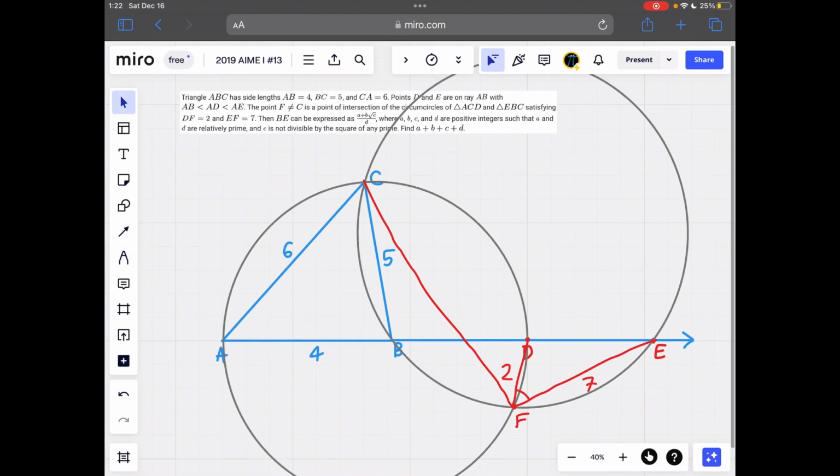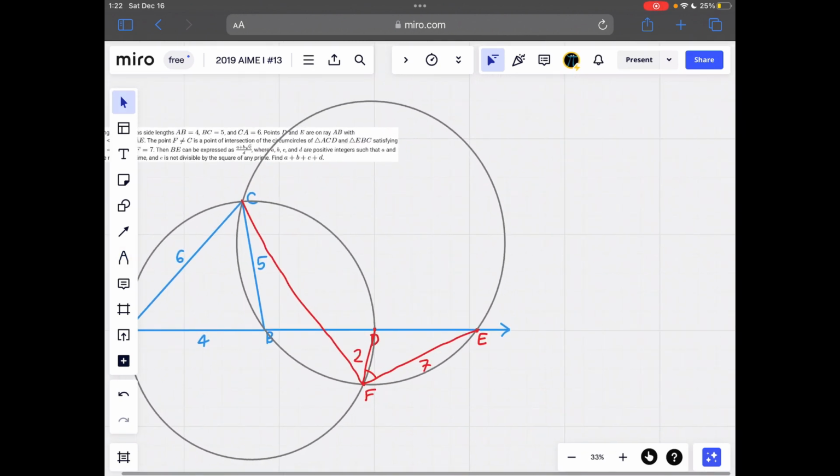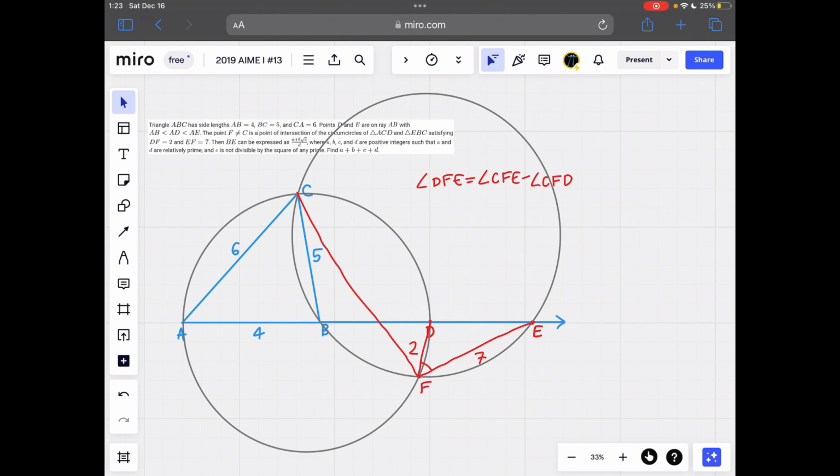Then we can write angle DFE differently here. We can write it as angle DFE equals angle CFE minus angle CFD. And we can find different ways to express these angles using cyclic quadrilaterals. We see that angle CFE is equal to angle CBE because quadrilateral CBFE is cyclic. So we can write angle CBE, and angle CFD is equal to angle CAD because quadrilateral CAFD is cyclic. So we can rewrite this as angle CBE minus angle CAD.